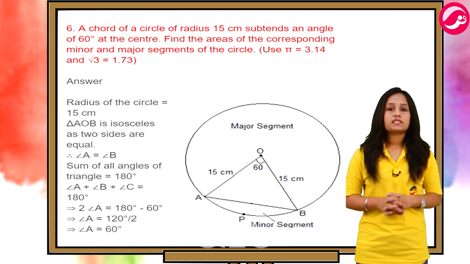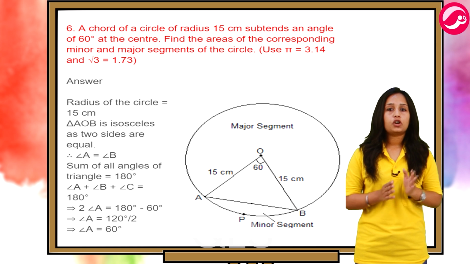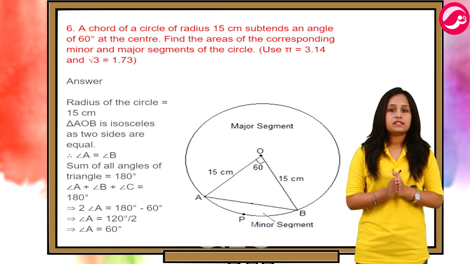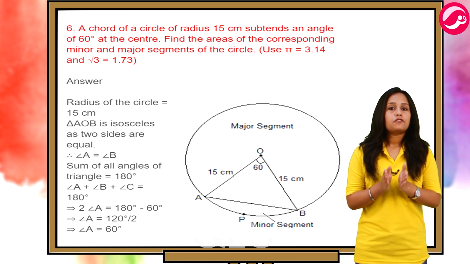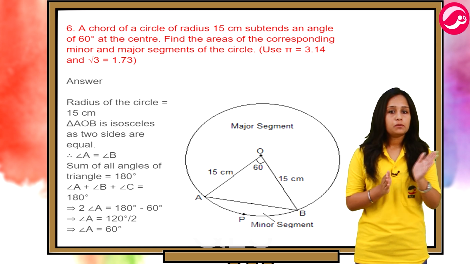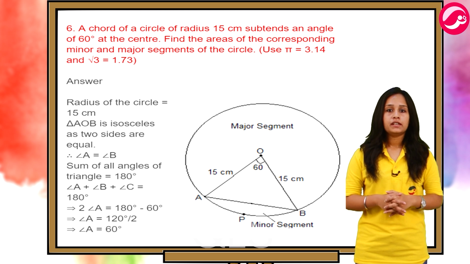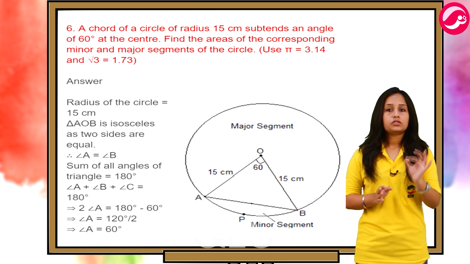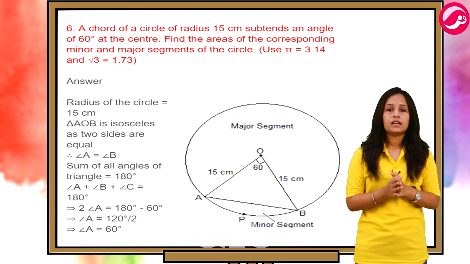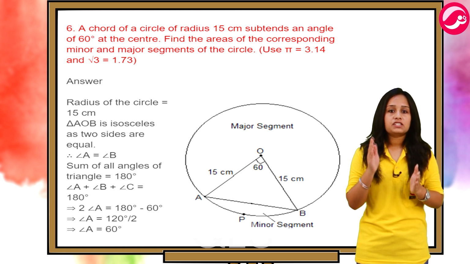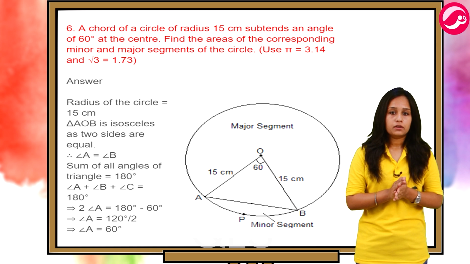Now our next problem says that a chord of a circle of radius 15 centimeter subtends an angle of 60 degrees at the center. We have to find the areas of the corresponding minor and major segments of the circle, and we have to use pi is equal to 3.14 and root 3 is equal to 1.73. Now the radius of the circle is given as 15 centimeters. Triangle AOB is isosceles as two sides are equal.